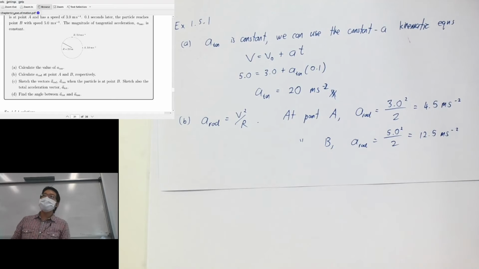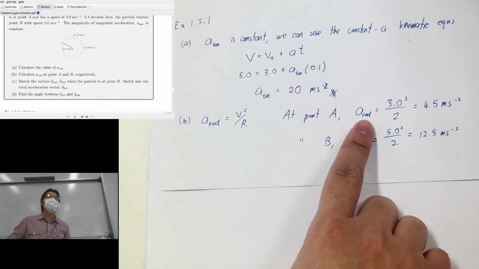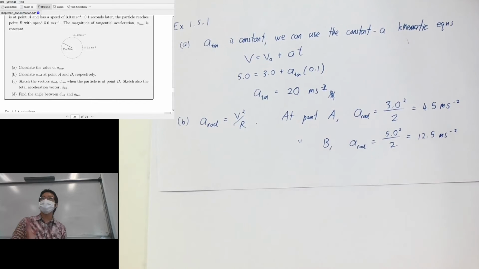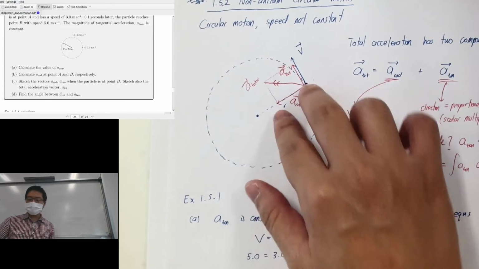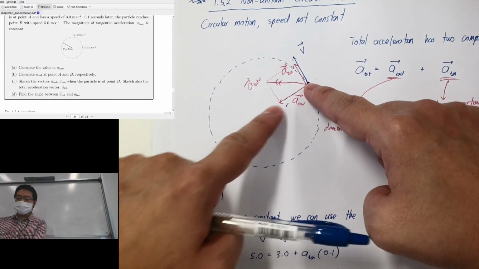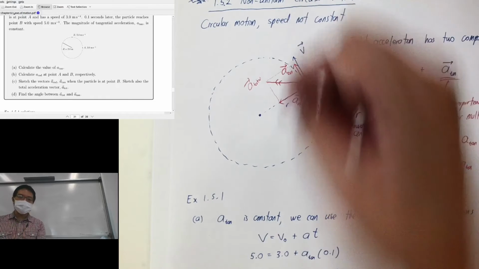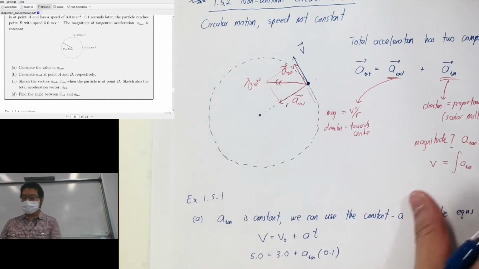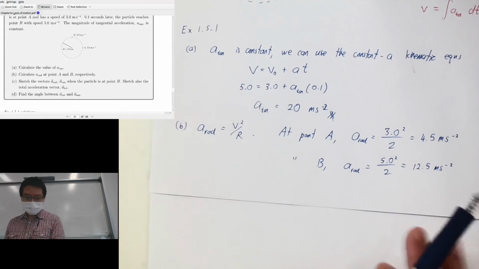For non-uniform motion, the V keeps changing, so the A is V squared over R, and the magnitude itself keeps on changing. But the direction is still pointing towards the center of the circle. The reason is that this vector will grow depending on how the velocity vector changes, and then you get this situation. So this is a non-uniform circular motion.